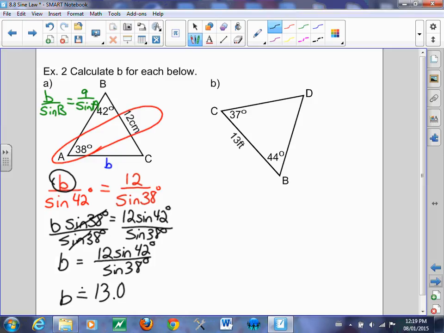13.0, and our units are centimeters. All right, let's try example B. So example B, ladies and gentlemen, we look at the side length, but we don't have the angle that matches the given side length, but we can find it. What we need to realize is that if we're given two angles in a triangle, we can find the third.